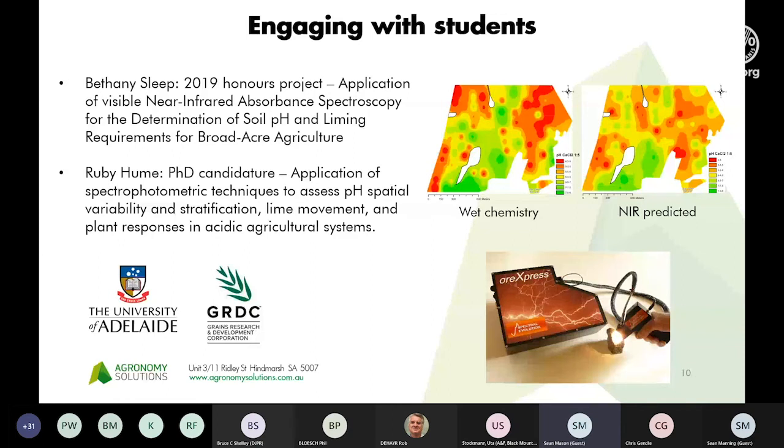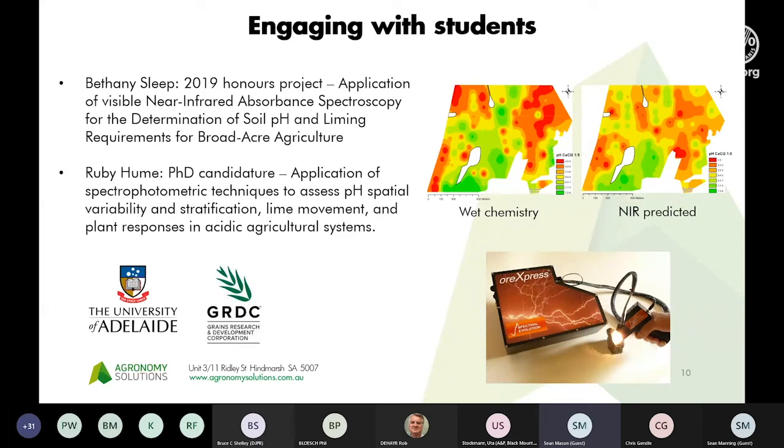So that presentation here is just a representation of a paddock map on pH, calcium chloride, performed by wet chemistry, so a grid map, with an NIR predicted map using a validation set. So you can see similarities there. I guess we can always improve with more samples and sample frequency.